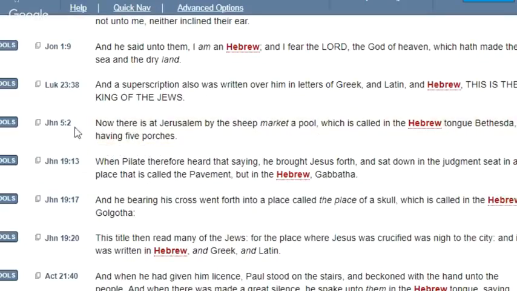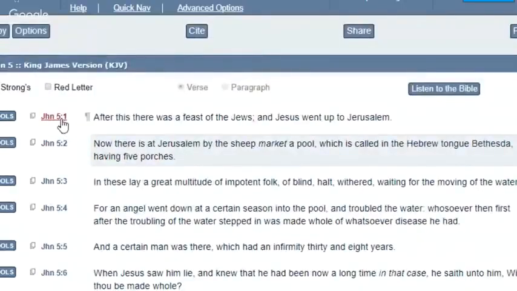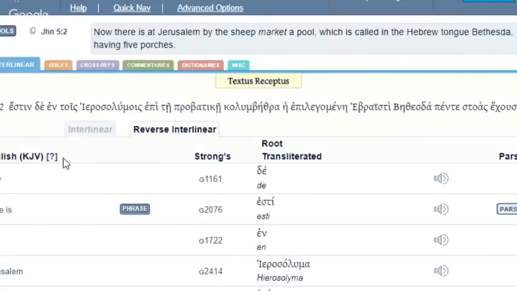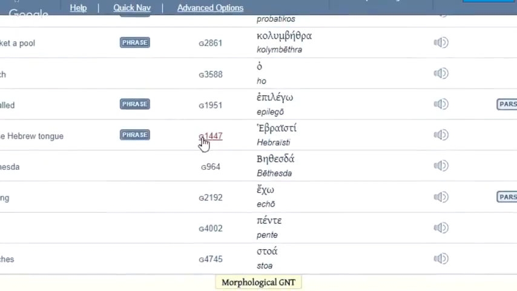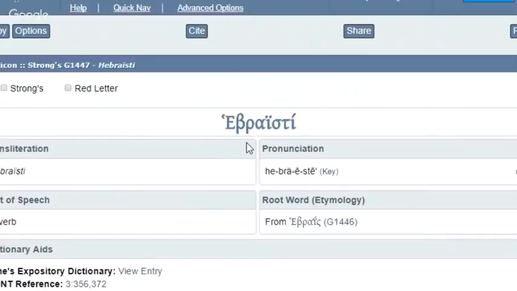Right here, John 5:2. Now there is at Jerusalem by the sheep market a pool, which is called in the Hebrew tongue Bethesda, having 5 porches. So this is the Hebrew tongue, and when you go to that, John 5:2, the Hebrew tongue, the word there is Hebraiste. Strong's G1447. Hebraisti.